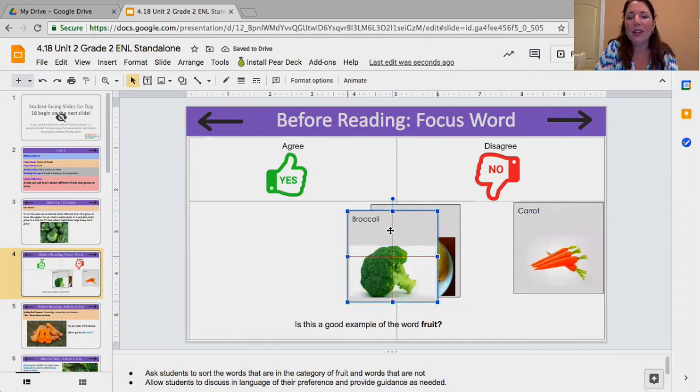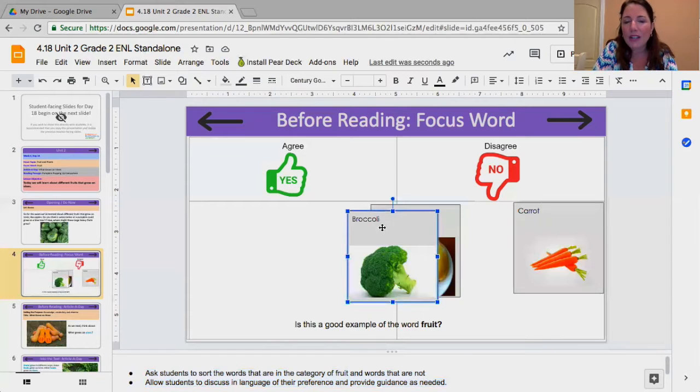Now, what do we have here in this picture? We have broccoli. Is broccoli a good example of a fruit? Give me a thumbs up if you agree, and a thumbs down if you disagree. Yes, broccoli is not an example of a fruit. So we're going to move it to the disagree column.